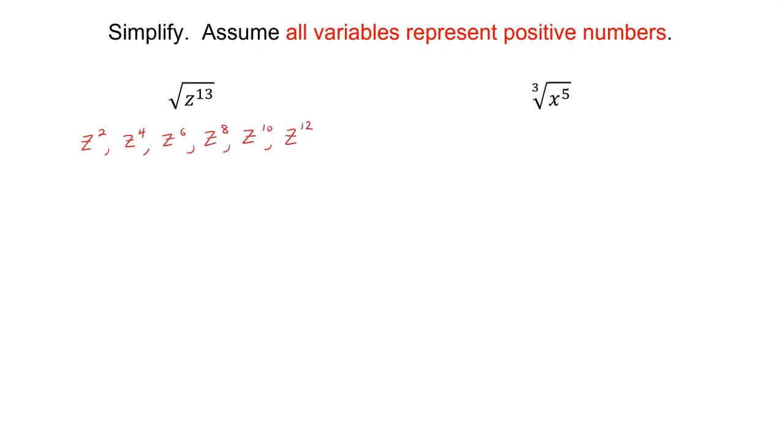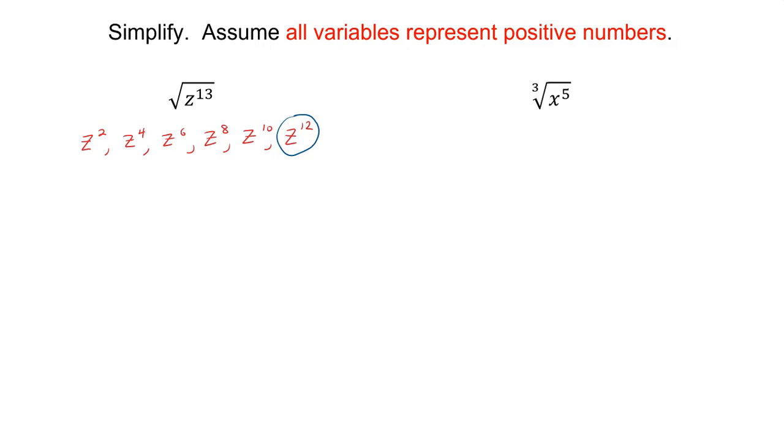If the exponent on a variable is even, or if it's divisible by 2, then it's a perfect square variable expression. So now the question is, what's the biggest perfect square that will evenly divide z to the 13th? The biggest perfect square z expression that will evenly divide z to the 13th is z to the 12th. Notice if we went up to the next z perfect square, it would be z to the 14th. Well, that's too many z's to evenly divide z to the 13th.